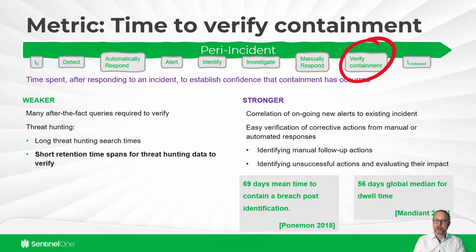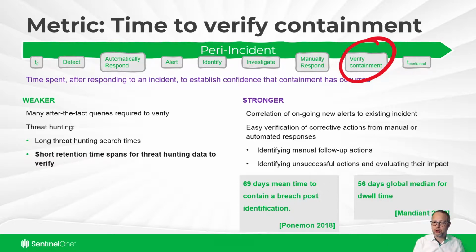Also, if you have a short retention time span for threat hunting data, and you go search for, has the attacker been here, what did they do 30 days ago, what did they do 60 days ago, then if your system doesn't support that kind of query going that long back, then you're not going to be able to verify what they did before they became visible to you. So verifying containment depends on having a longer retention time span and also correlating new alerts into the existing incidents.